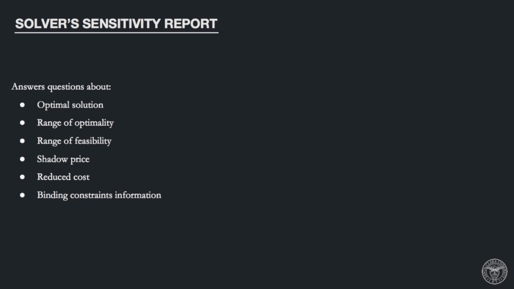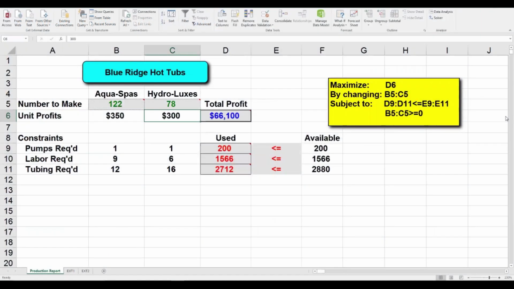We now demonstrate how to use Excel Solver to obtain the sensitivity report. As we know, the sensitivity report can give us useful information about the optimal solution, range of optimality, range of feasibility, shadow price, reduced cost, and binding constraint information. Now let us use the Blue Ridge Hot Tub case to demonstrate how to obtain the sensitivity report.